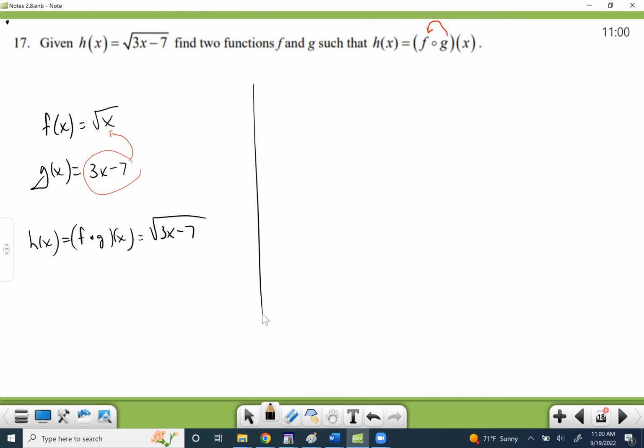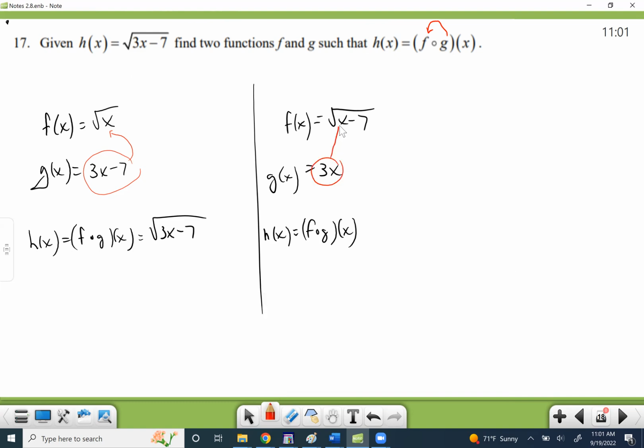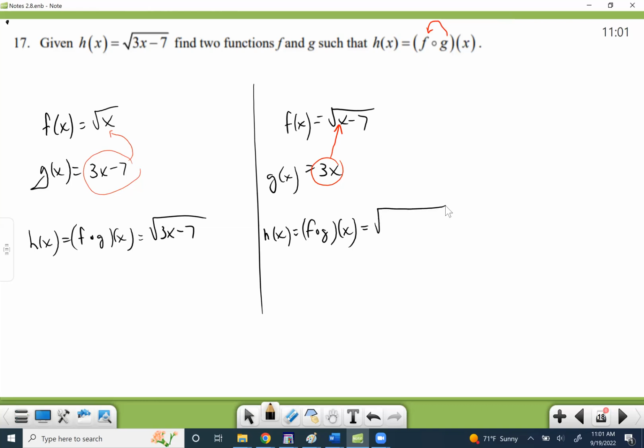It's not the only such function. Let me give you some other possible answers. This could work. If I'm saying h of x is f compose g of x, so g gets plugged into f, I'm going to substitute it in for the x. And if I do that, you can see that we get the square root of 3x minus 7.